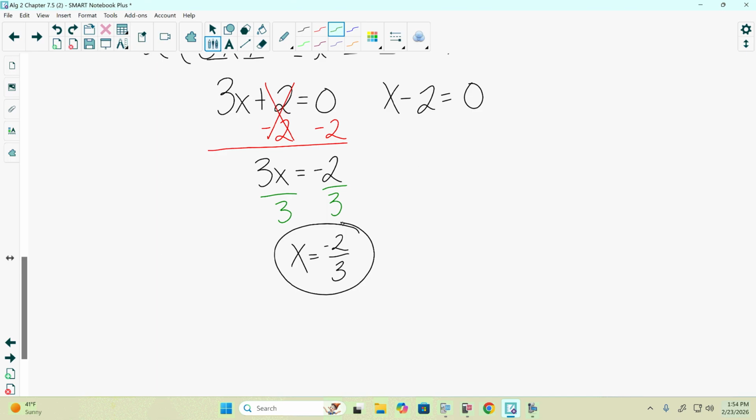The other thing we have to do is our x minus 2, we need to add 2 to both sides, because our negative 2 plus 2 will cancel. And 0 plus 2 is 2, telling us x is equal to 2. So if x is equal to 2 or negative 2/3, both of those will make the original statement true. Both of those are our solutions.